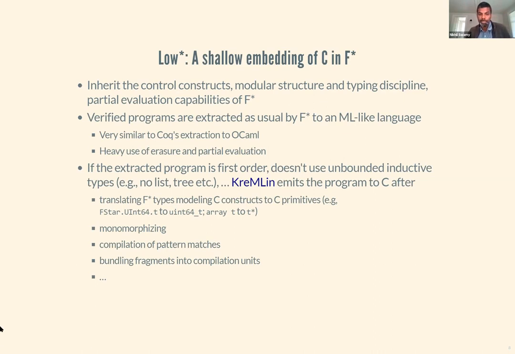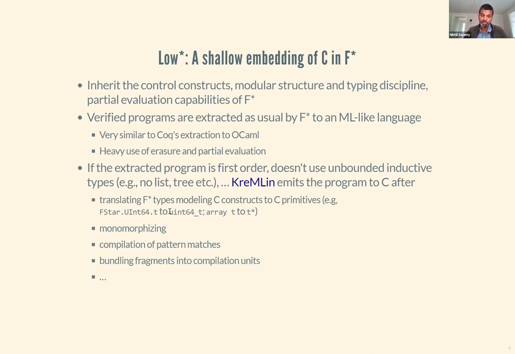So for instance, F star has a library for machine integers, UN64, with a logical theory that lets you reason about and do computations on UN64 while avoiding things like overflow. And what Kremlin is going to do is translate every use of this abstract type F star dot UN64 dot t to the C type UN64_t. And there is a type in LoStar called array t, sometimes we call it buffer t, and Kremlin will translate that to a T star, a pointer to an array of T's.